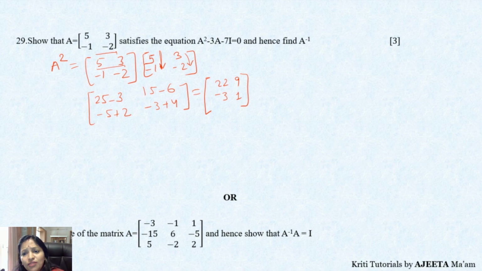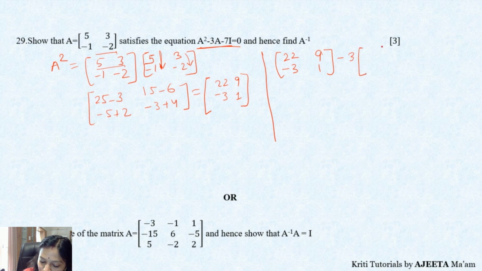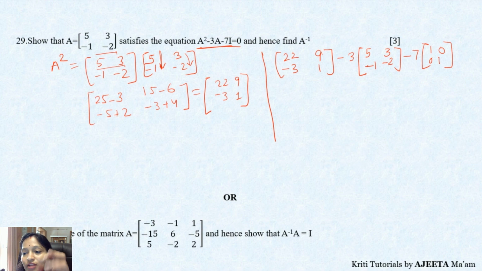3A is simple. 7I means you are going to multiply the 7 with the identity matrix, and we'll take the same order of identity matrix as the order of A matrix. Now let's frame the equation, students. So what will you get? We have to put it here and check whether left hand side is equal to right hand side or not. So A square we have already found. Now minus 3A. A is what? 5, 3, minus 1, minus 2, and 7I. What is I? 1 0 0 1. So it's an identity matrix.